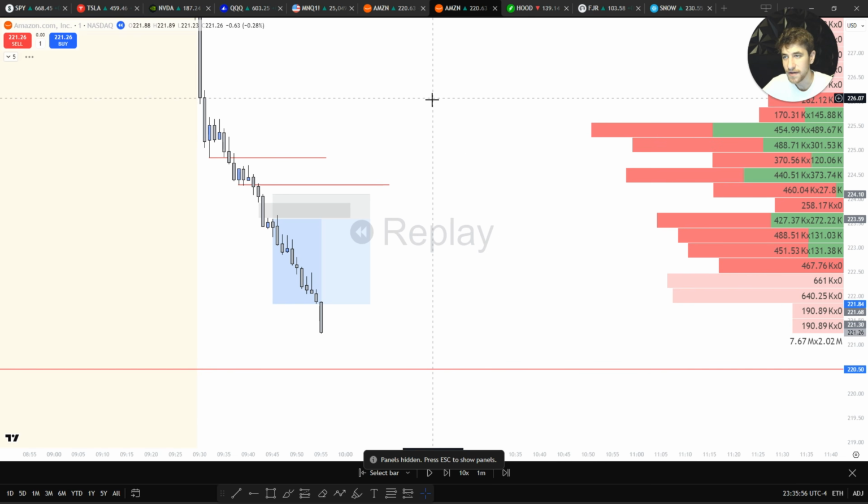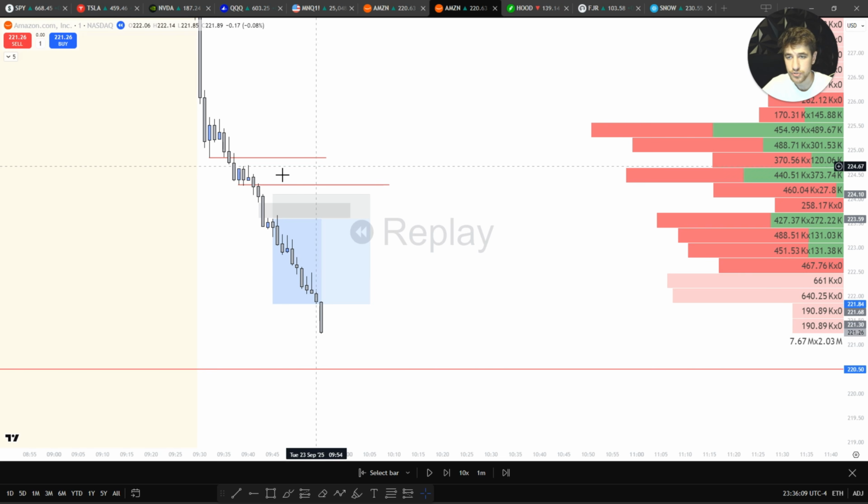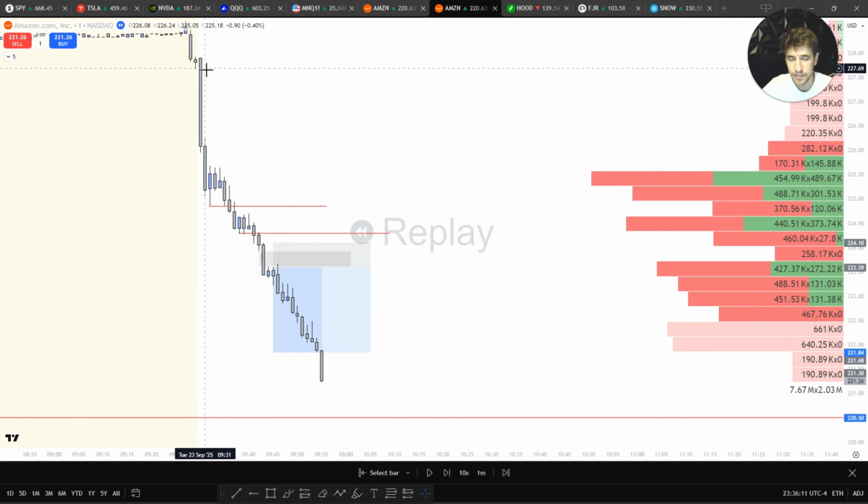So the first trade that we have is on Amazon, and this was a short setup, and we'll also take a look at a long one so you guys can see how both look. All right, so let's really go back to the chart right here. First thing you need is a clear trend. Does Amazon have a clear trend? Absolutely. You can see right off the market open, it's a very, very clean downtrend.